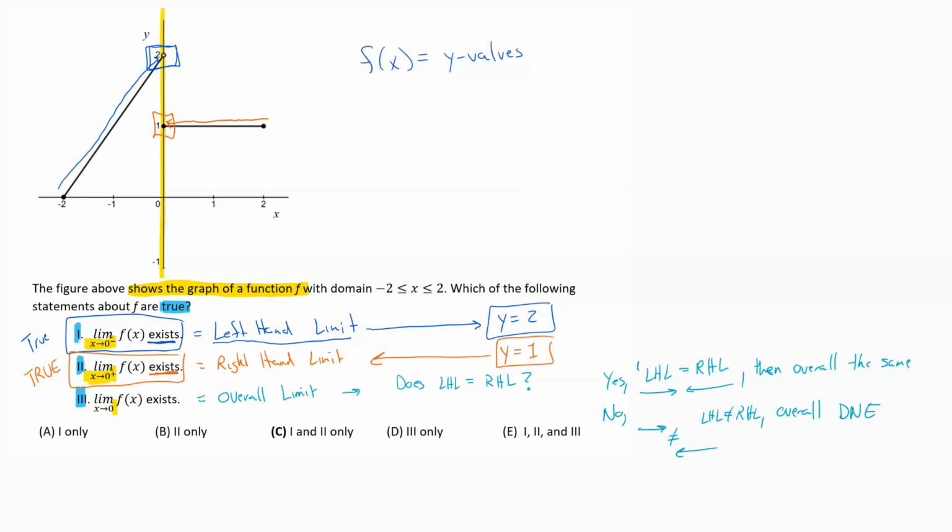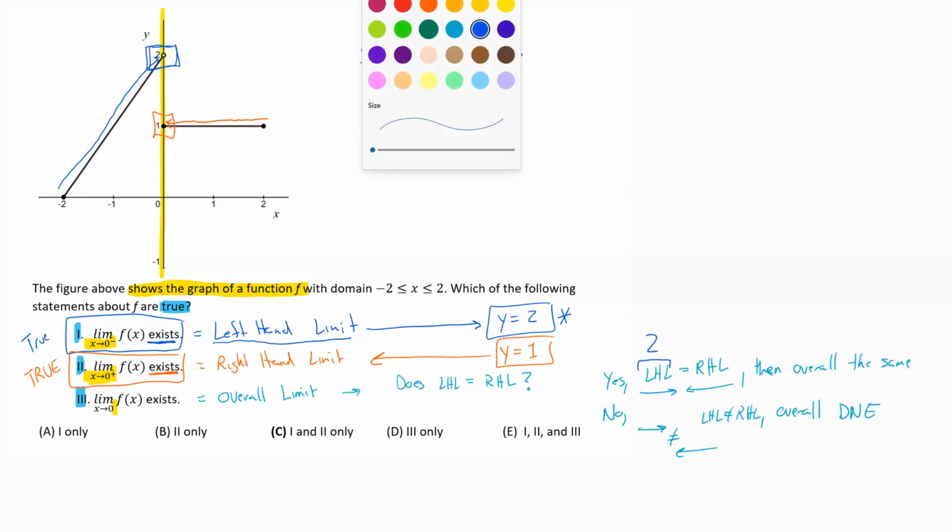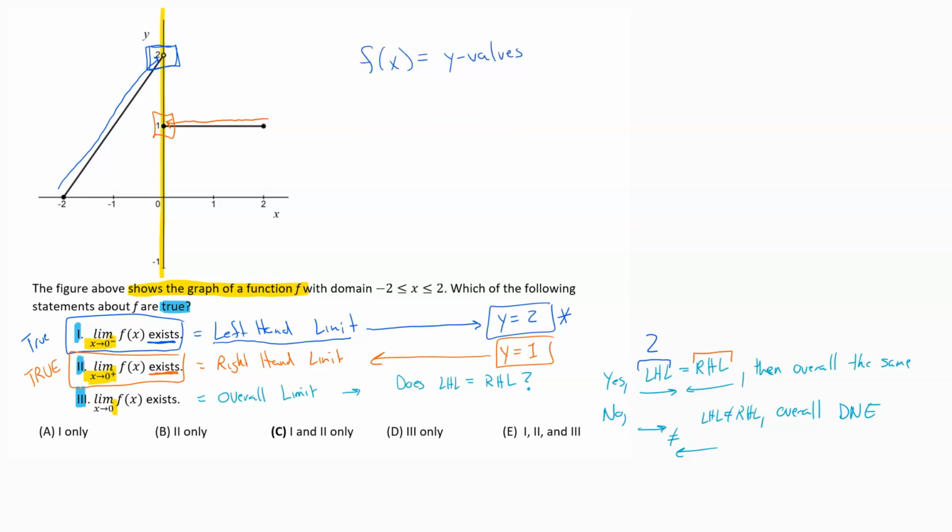So I've already done the heavy lifting to get the answer for this. The first thing I want to know is what does my left-hand limit equal? My left-hand limit was 2. The next thing I want to know is what does my right-hand limit equal? My right-hand limit is 1. When I put those two things together, my left-hand limit does not equal my right-hand limit. And so this tells me that my overall limit does not exist. They're telling me it does exist, so that is a false statement.